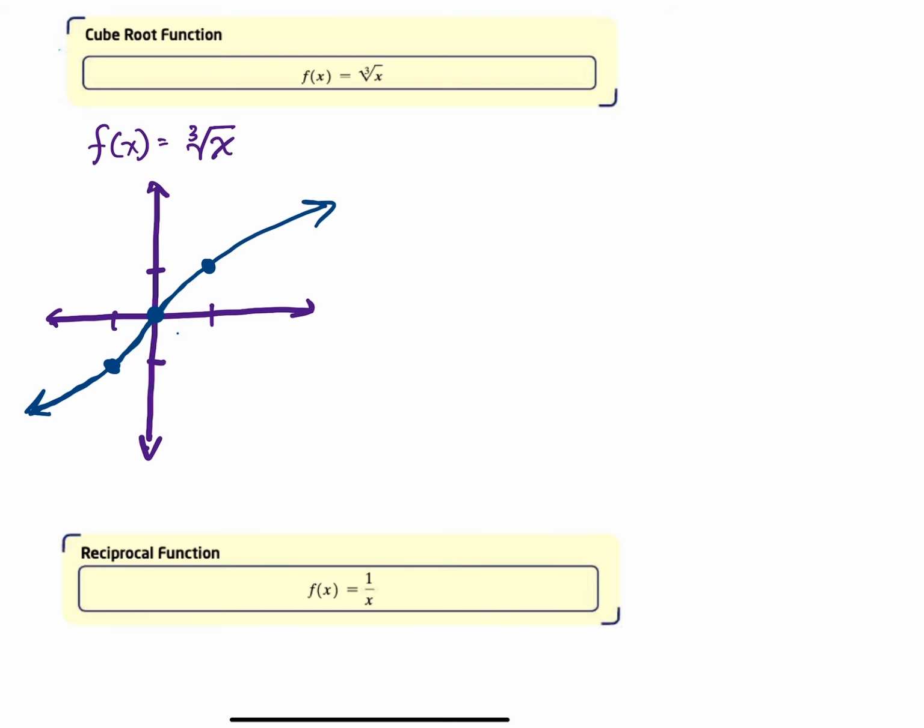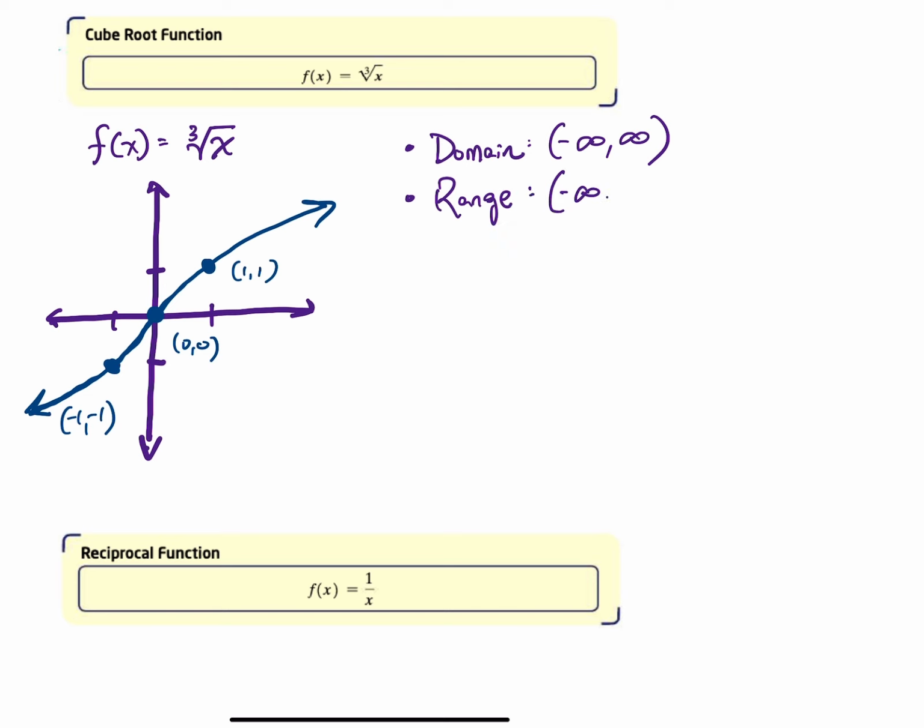So let's label our points. 0, 0, 1, 1, negative 1, negative 1. So this domain, unlike the square root function, we get all real numbers, negative infinity to positive infinity. Same with the range, because we can have negative inputs and outputs.